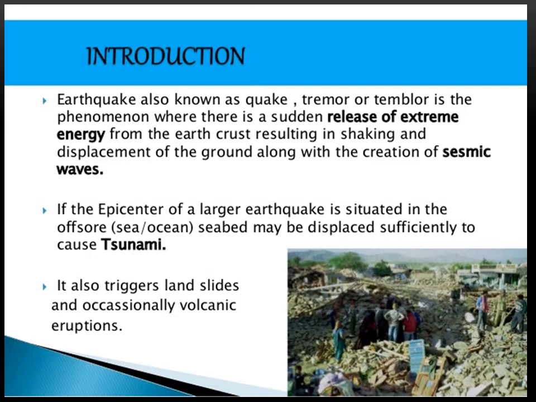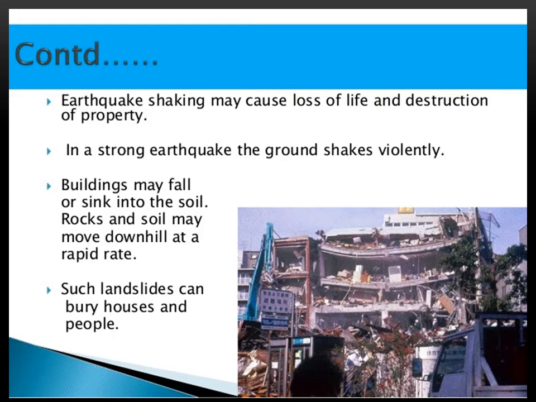If the epicenter of a large earthquake is situated offshore, on sea or ocean, the seabed may be displaced sufficiently to cause a tsunami. It also triggers landslides and occasionally volcanic eruptions. It may cause loss of life and destruction of property. In a strong earthquake, the ground shakes violently. Buildings may fall or sink into the soil. Rocks and soil may move downhill at a rapid rate. Such landslides can bury houses and people.